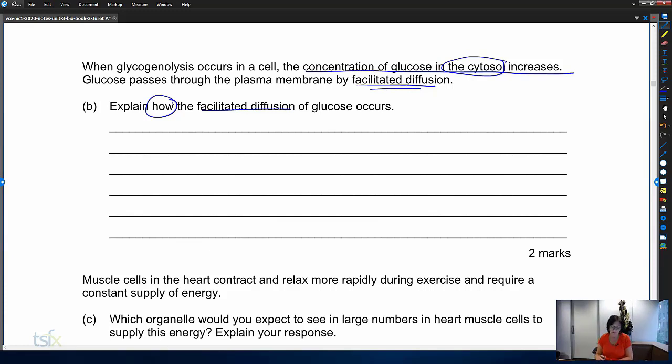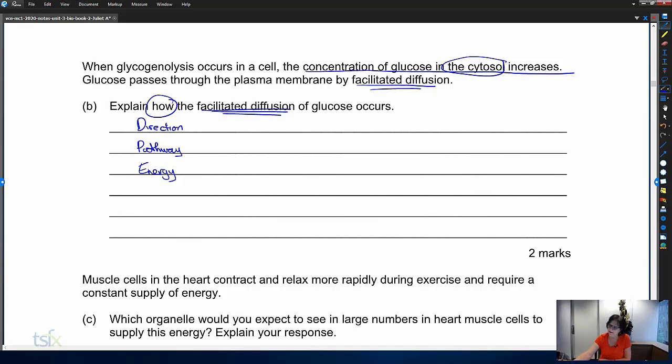Now, some people thought they would just say glucose moves across by facilitated diffusion. You're already given that, so that isn't going to get you a mark. It's the how. And when you're talking about movement across a membrane, there are 3 things to talk about. Direction, pathway, and energy. They're the 3 things that need to be mentioned in this story.